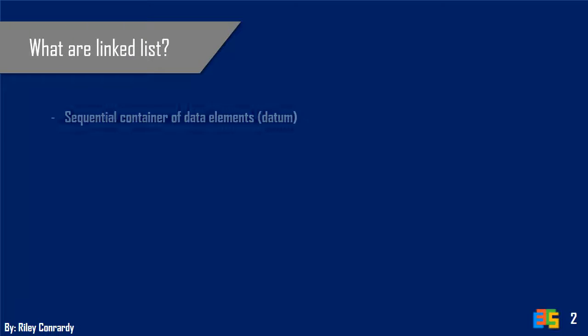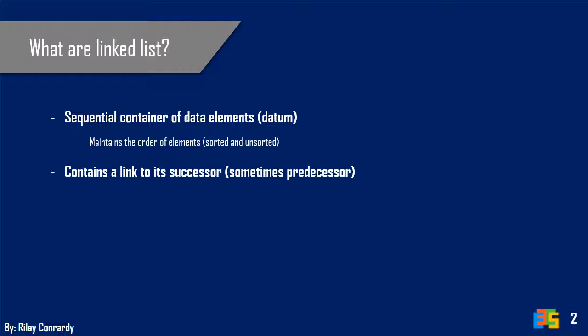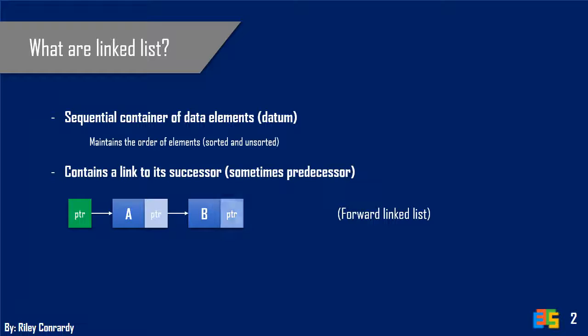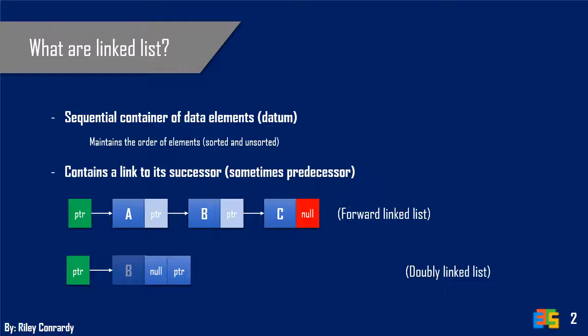So what are linked lists? Linked lists are sequential containers of data elements, or datum. This means that they maintain the order of elements, whether sorted or unsorted. Each element in a linked list also contains a link to a successor, and sometimes a predecessor. The successor link can be seen in the animation below for the forward linked list. There is a pointer in each element which points to the next element within the linked list.